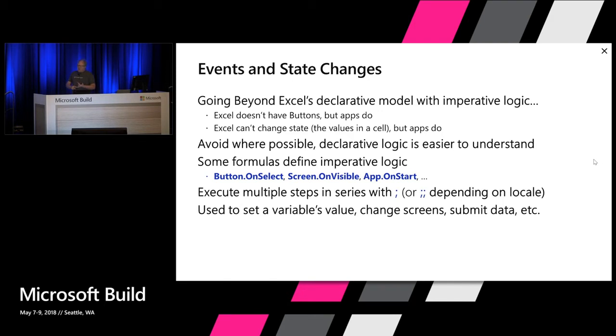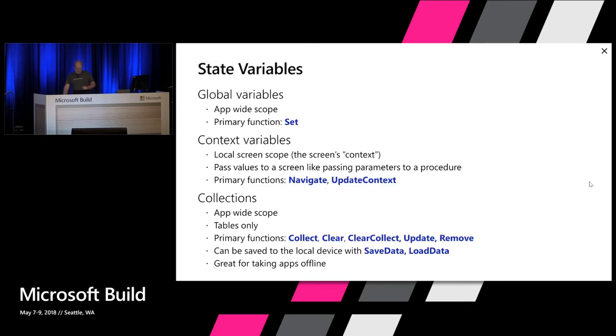There's a button on select, which is when you click. There's a screen on visible. There's an app on start. There's a bunch of events that you can wire into and have it do work on your behalf. And you chain those together with a semicolon, or if you're in various locales where semicolon is used for something else, you use double semicolon. Set a variable's value, change screens, etc. There's a set of variables, state variables.